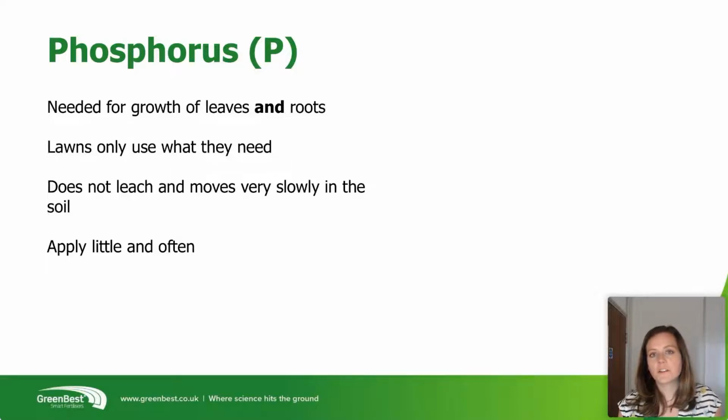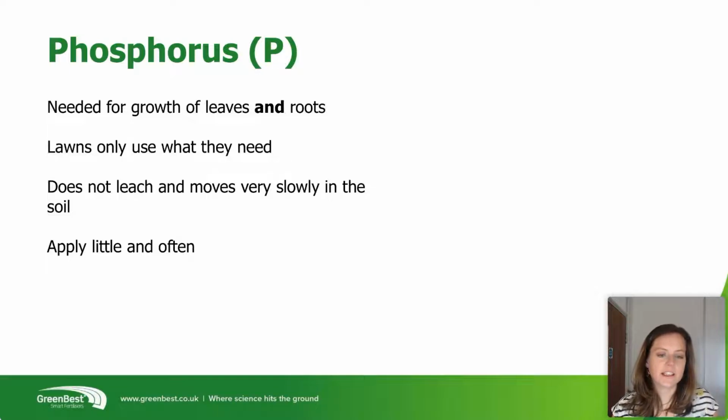Lawns, more often than not, actually need to use their roots to go in search of phosphorus rather than waiting for it to come to them. So when we apply phosphorus, we tend to do it very little and very often all throughout the year, so that you get this constant movement of phosphorus in the soil, just enough to provide the plant with what it needs without really overdoing it and wasting any money.